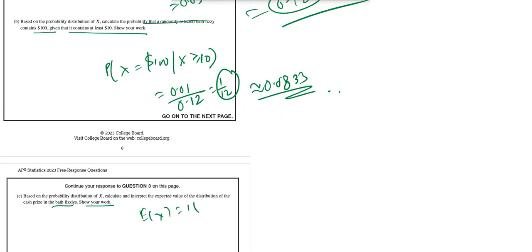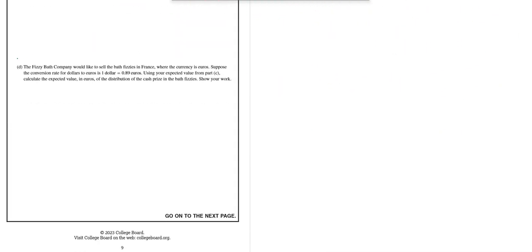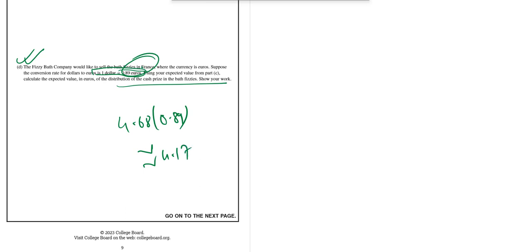The last part in this question is that the Bath Fizzy company would like to sell the bath fizzies in France, where the currency is euros. Suppose that the conversion rate is $1 to 0.89 euros, and for the expected value from part C, show your work. So expected here is 4.68 times 0.89. So this will come to 4.17 euros. And that's the end of this question.